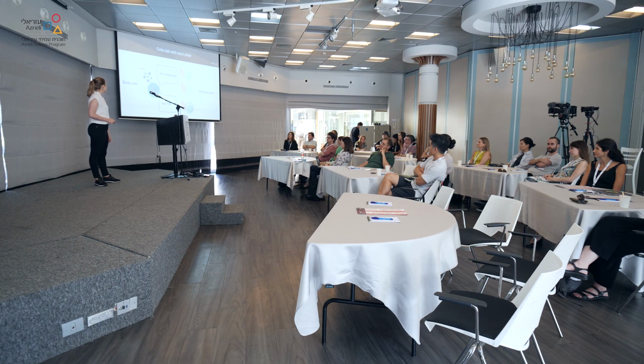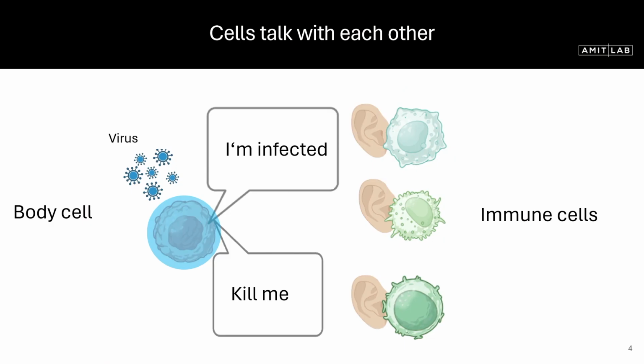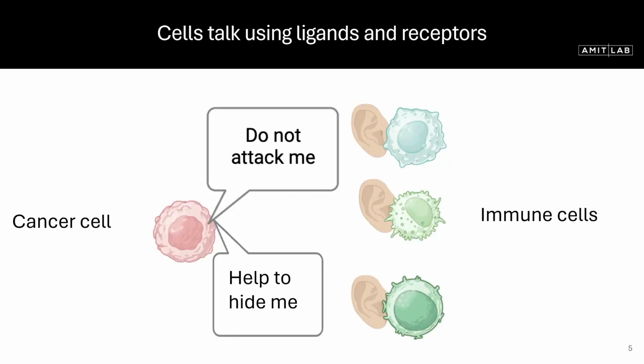However, if a virus is there and infects a cell, the cell would tell the immune cells, hey, I'm infected, please come here and kill me. And the immune cells would do this very happily, actually. In the case of cancer, this is a bit different. Even though the cancer cell is defective and it's duplicating in an uncontrolled manner and it should be killed, it tells the immune cells, do not attack me, and even come and help to hide me.